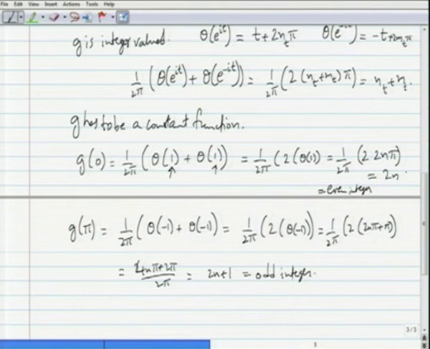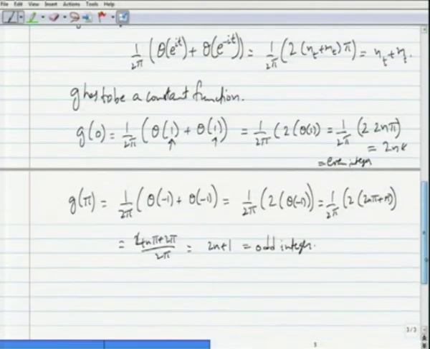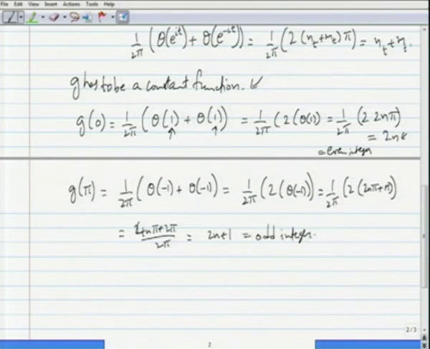So, this n and this n need not be the same. I could have taken an m here, but nevertheless this is an odd integer. So, we have a constant function which takes an even value at 0 and an odd integer value at pi. This is impossible.